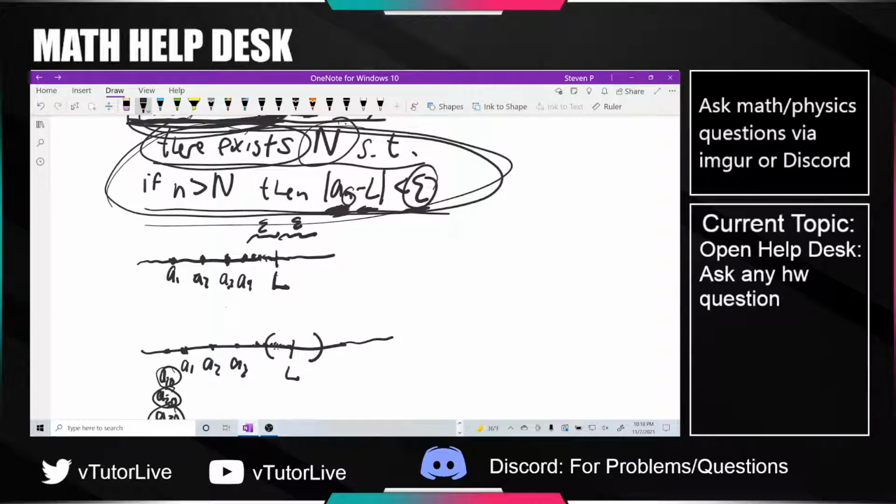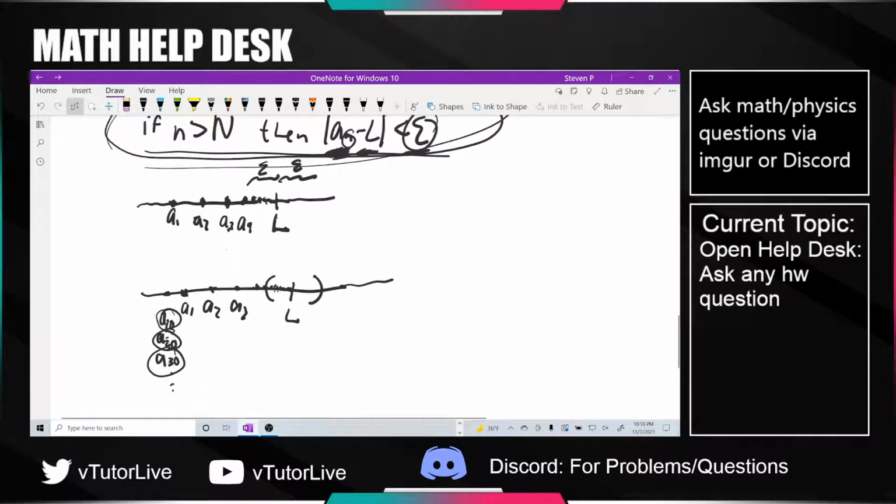Let me think if I can come up with a proper analogy. It's sort of like saying, if you imagine you're an archer and you're trying to shoot at a target, right? The epsilon is sort of how much error you're allowed to have on your target. It's like how much error you're allowed on the dartboard, in the output.